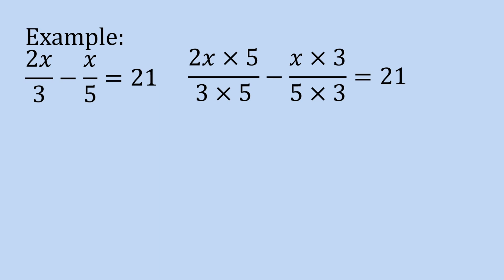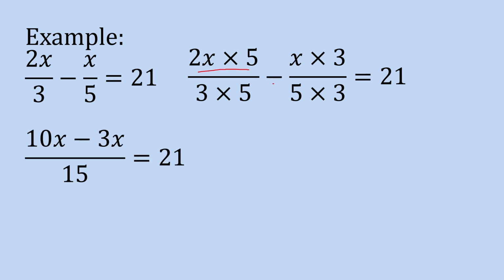So further we can write 10x here minus 3x, both over 15. So the denominator will be 15 is equal to 21. So 10x minus 3x is equal to 7x. So 7x divided by 15 is equal to 21.